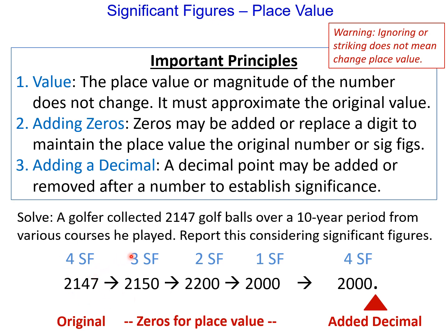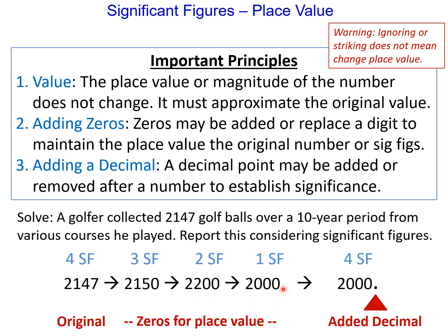If we want to round that to 3 sig figs, then we will round the 7. We will round the 4 up to a 5 because it's adjacent to a 7. And so we get 2,150. If we want to round it to 2 sig figs, then we round the 1 to a 2 because adjacent to it is a 5. It gets rounded up to 2,200. If we want to round the 2,200 to 1 sig fig, then we would simply drop the 2 because it is less than 5, and we would get 2,000.